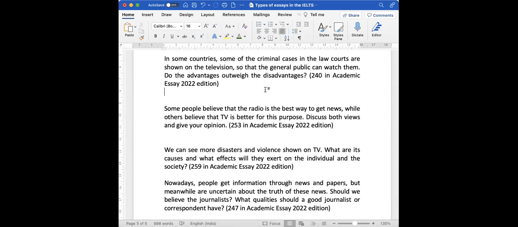Next essay is: in some cases, some of the criminal cases in law courts are shown on television so that the general public can watch them. Do the advantages outweigh the disadvantages?